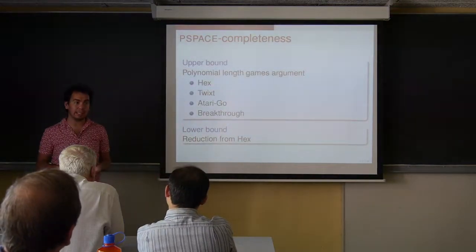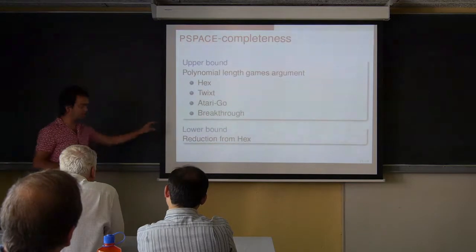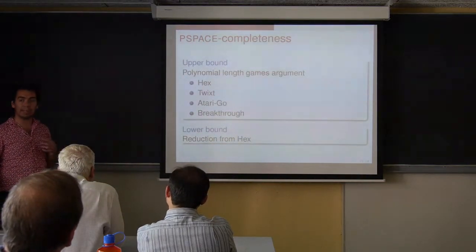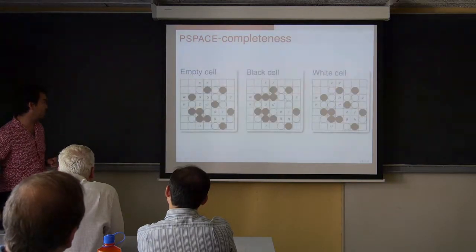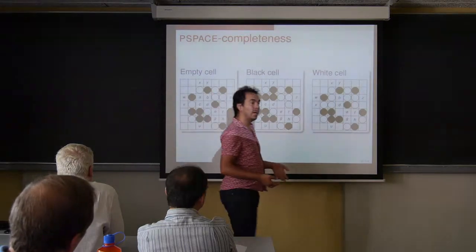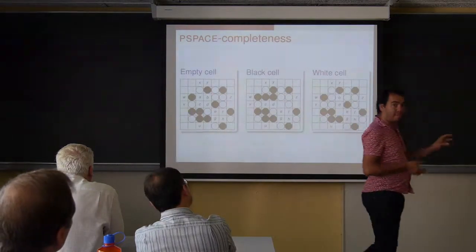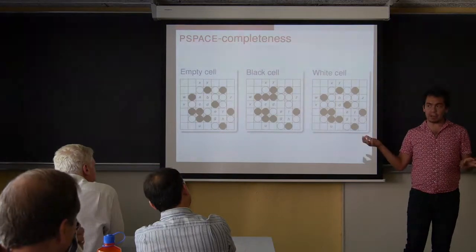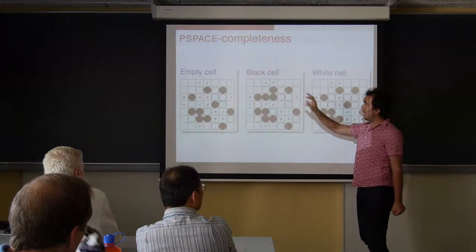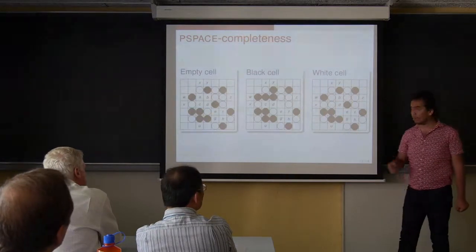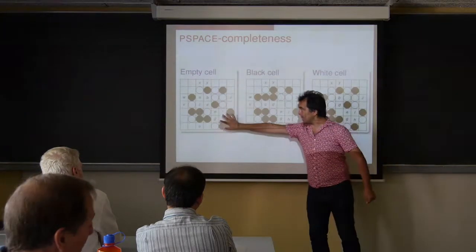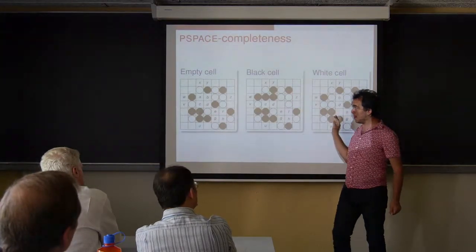How can we show that it is PSPACE-hard? We're going to reduce from Hex. So we're going to show how one can place Hex on a Slither board. To do that, we have three gadgets. You remember yesterday I showed you that we could reduce a graph problem to Atari Go by representing vertices and edges. Today we're representing empty cells, black cells, and white cells as Slither positions. So this is the empty cell, this is the black cell, this is the white cell.